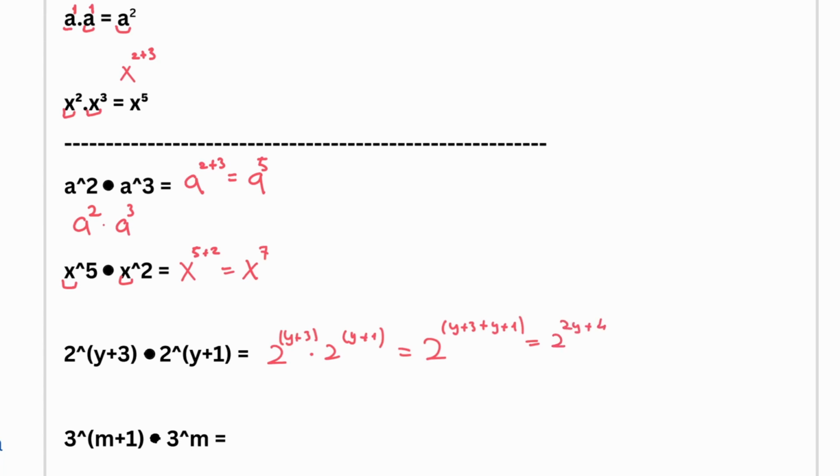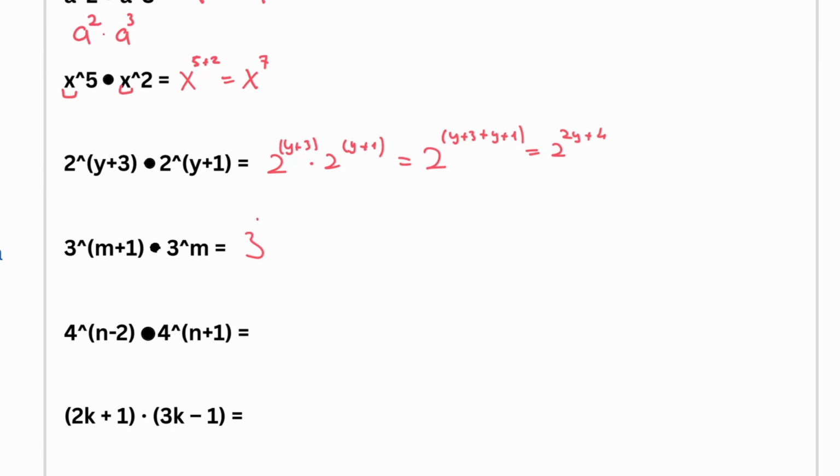This is 3^(m+1), sorry for the formatting, times 3 to the m. Same base, they're being multiplied, so just adding the exponents. m plus 1 plus m, which is 3 to the 2m plus 1.